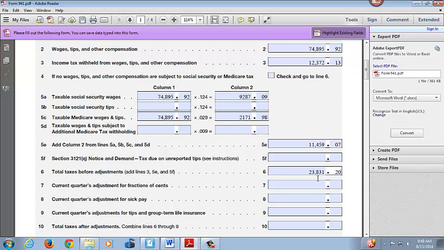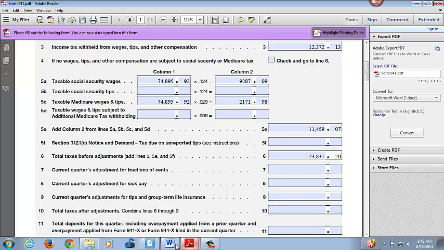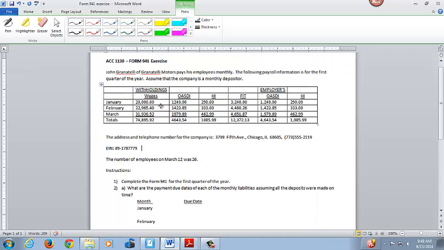Okay, so now we're going to figure out how much we actually deposit, because the 941 reconciles what you owed to what you actually deposited. So we're going to say that we deposited all of these taxes each quarter. If I add all of these up, in January I owed and paid all of these.